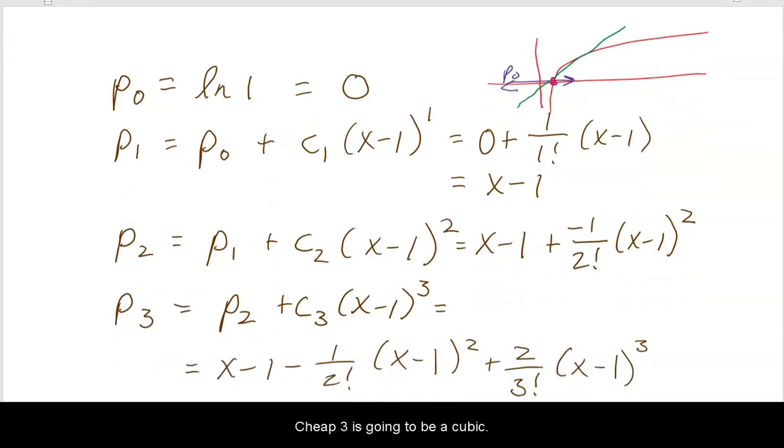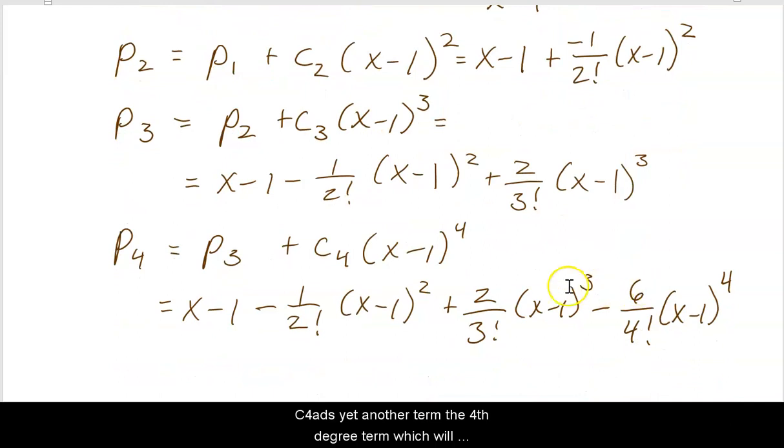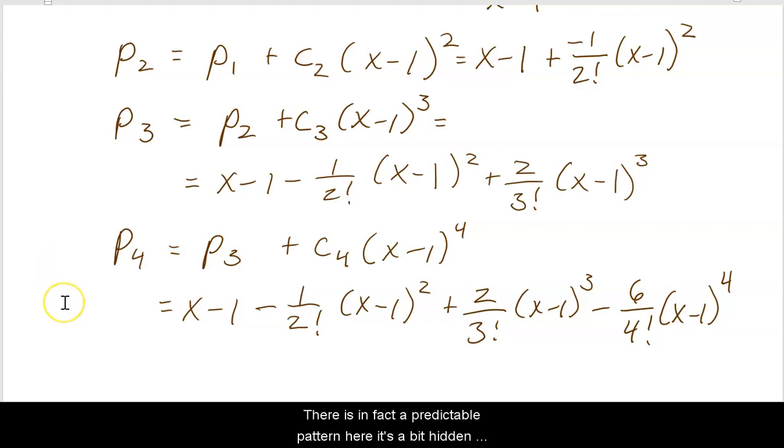P3 is going to be a cubic. In this case, we add on one more term, which will give us 2 over 3 factorial times x minus 1 cubed. P4 adds yet another term, the 4th degree term, which will give us 6 over 4 factorial times x minus 1 to the 4th. There is, in fact, a predictable pattern here.